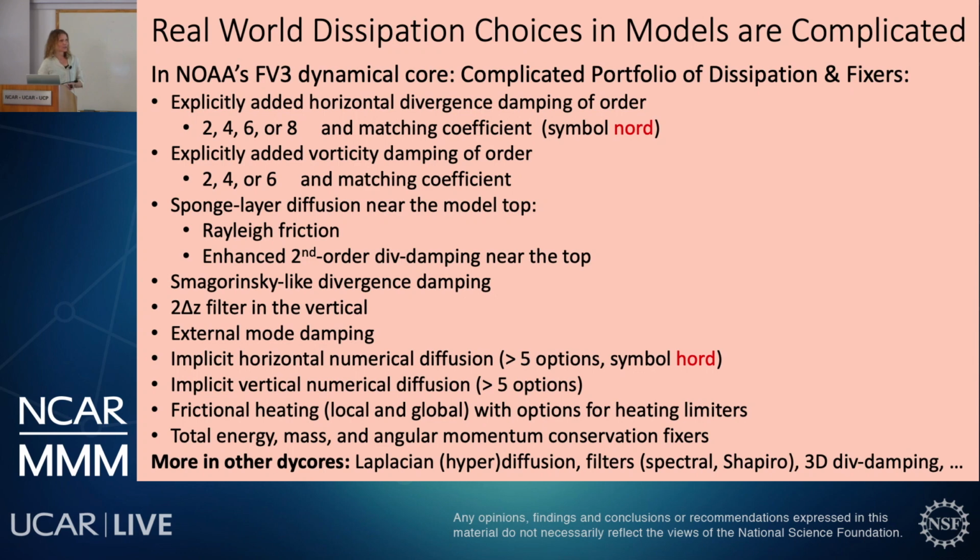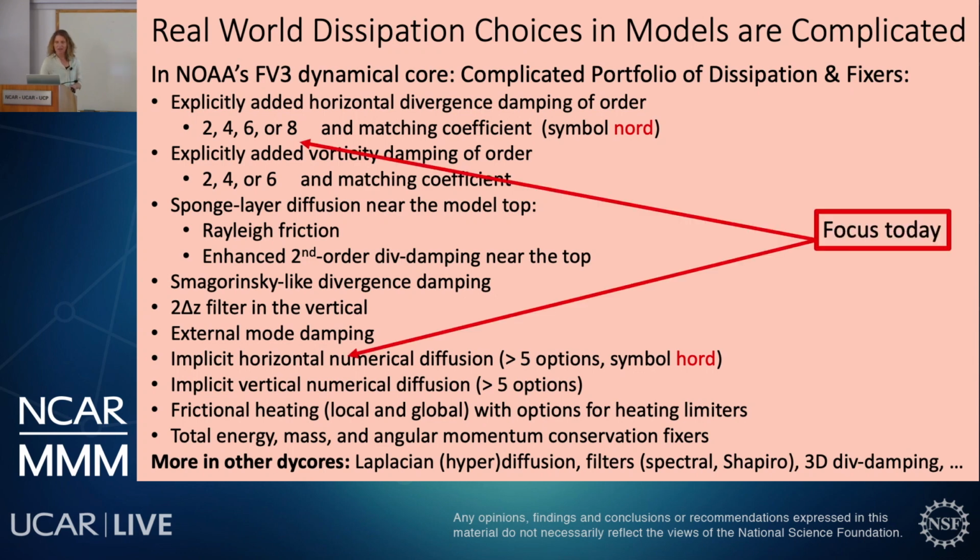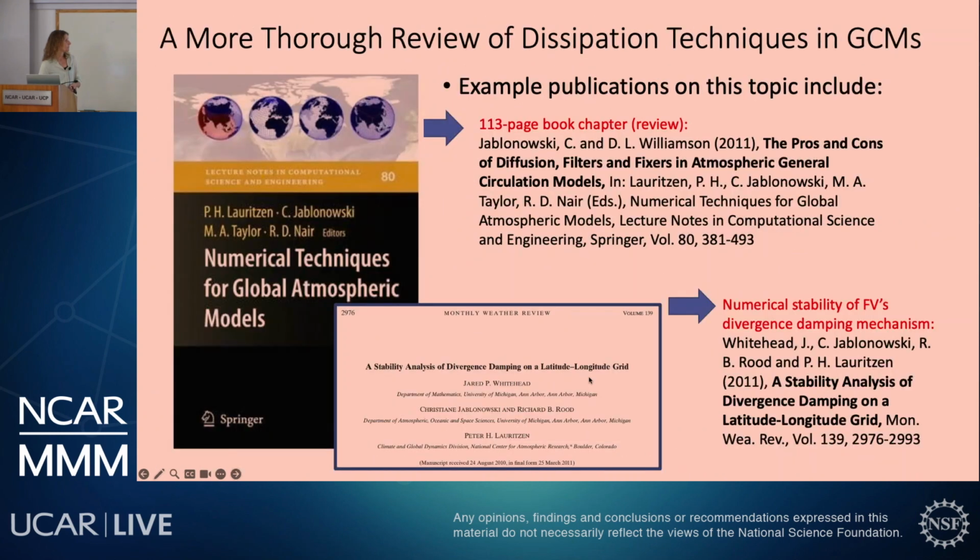So, long story short, conclusion: it's complicated. I'm focusing on just two things: the horizontal divergence damping and also numerical diffusion, which is implicit diffusion. It's very hard to tune, or it can't even be tuned that well.